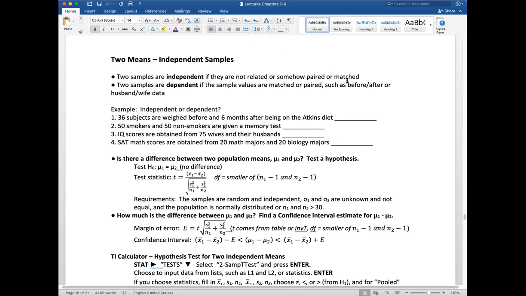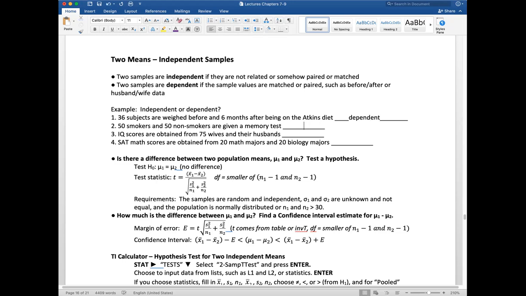Two samples are independent if they are not related or somehow paired or matched. Dependent means that the two samples' values are matched or paired, such as before and after, or husband and wife data. This is an example: 36 subjects are weighed before and 6 months after being on the Atkins diet program. So the samples must be dependent.